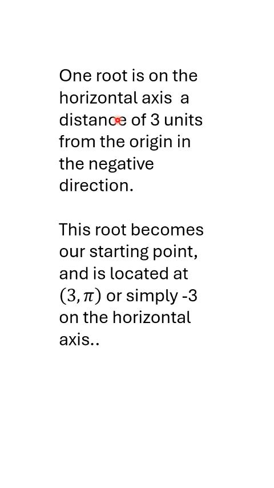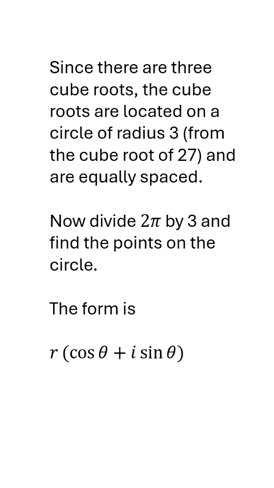One root is on the horizontal, a distance 3 units from the origin in a negative direction. This root becomes our starting point and is located 3 units out and pi units around, or simply negative 3 on the x-axis, or on the horizontal axis. Since there are 3 cube roots, the cube roots are located on a circle of radius 3. We get that from the cube root of 27, and they are equally spaced.